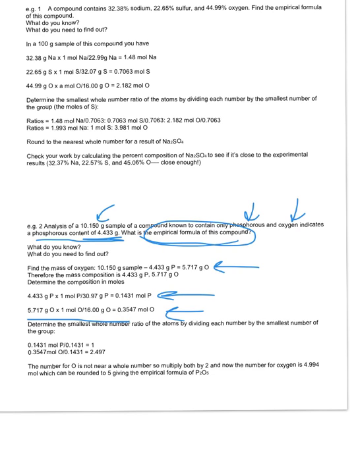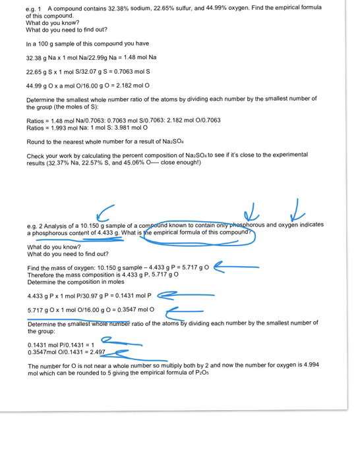So if we take 0.1431 divided by 0.1431, of course we'll get 1. And if we take 0.3547 and divide it by 0.1431, we get 2.497. And that's not near enough to a whole number that we can just round up or down.